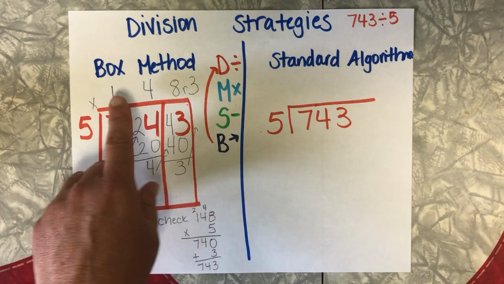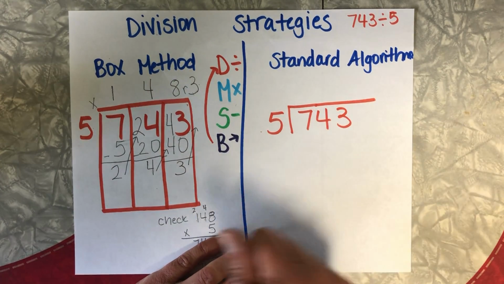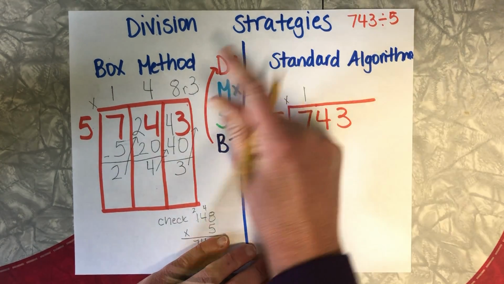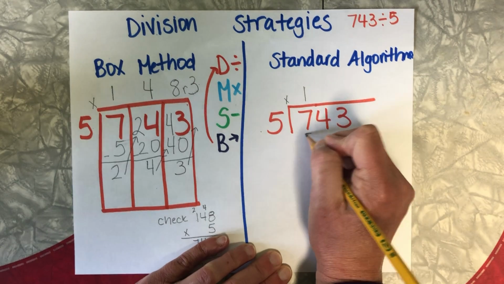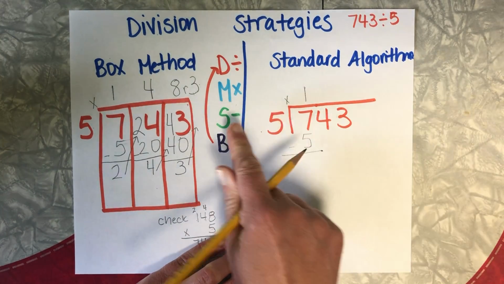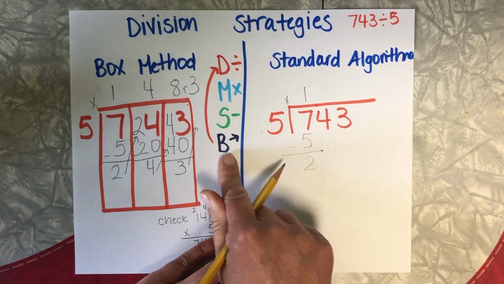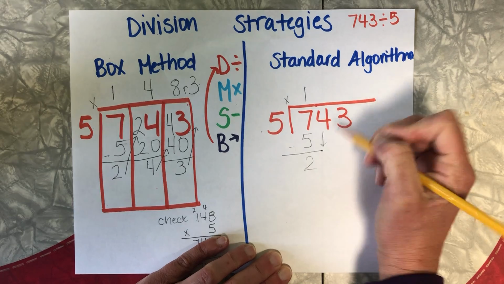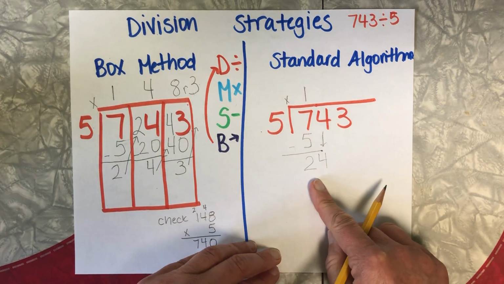Standard algorithm, same steps. I'm going to divide 5 into 7. 5 can go 1 time. Now I'm going to multiply. 1 times 5 is 5. Now I'm going to subtract. 7 minus 5 is 2. Now I'm going to bring down the next number in my division problem, which is a 4. Only bring down one at a time.